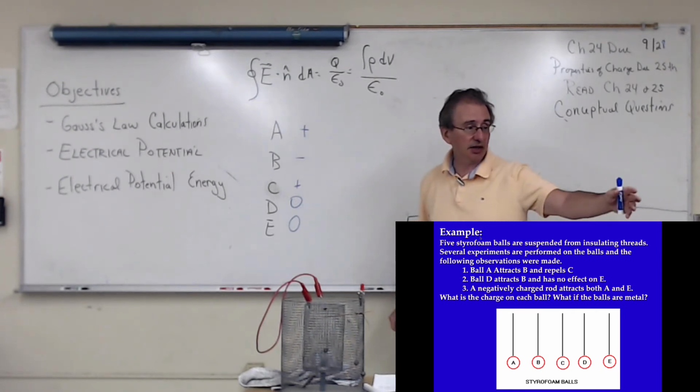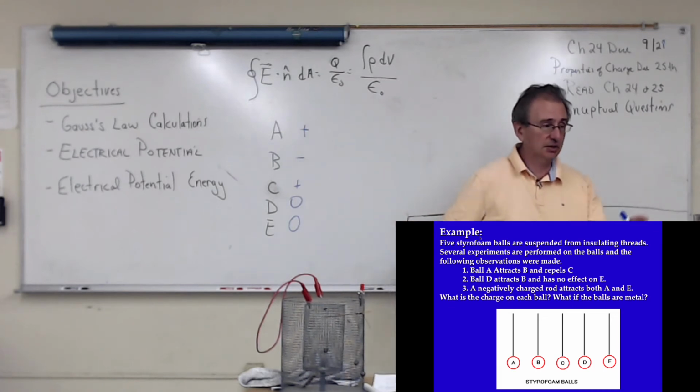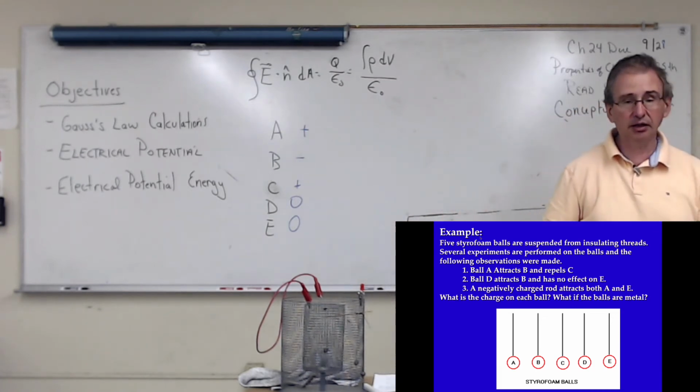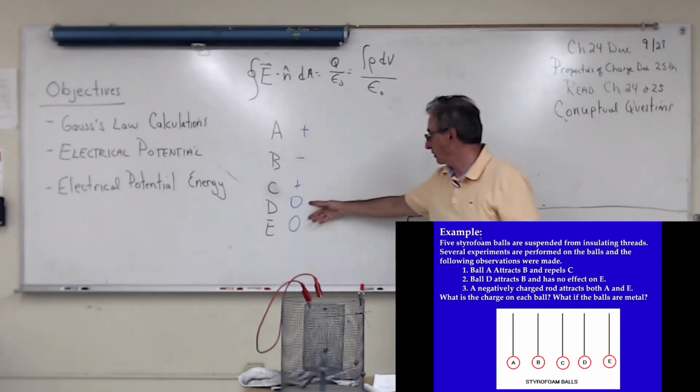But it doesn't say anything about D and the rod, though. It just says about D and E. D has no effect on E. So if I bring these two together, they won't attract each other.